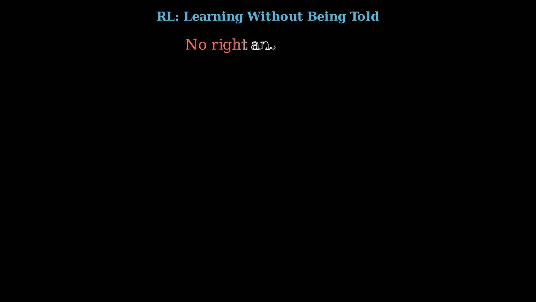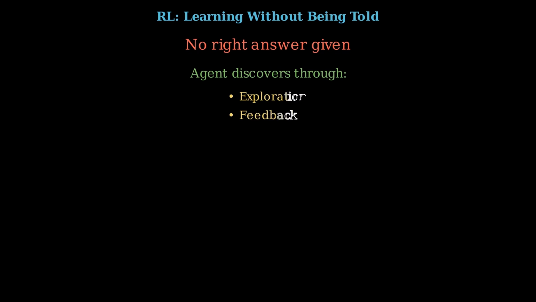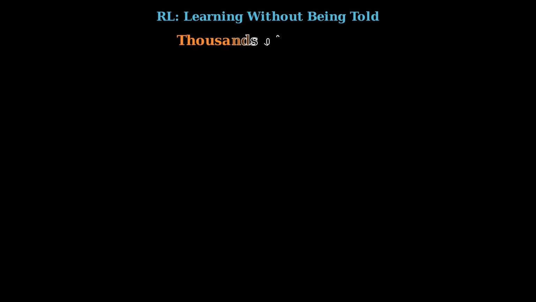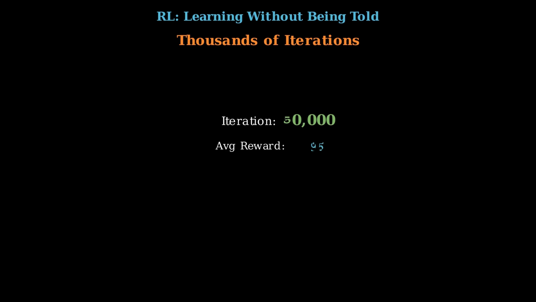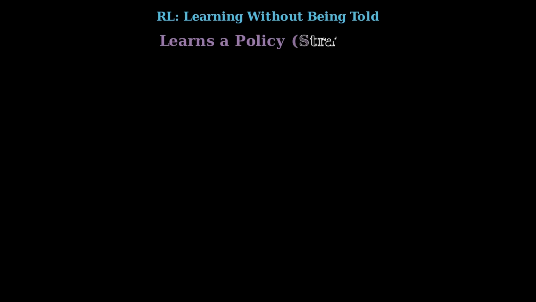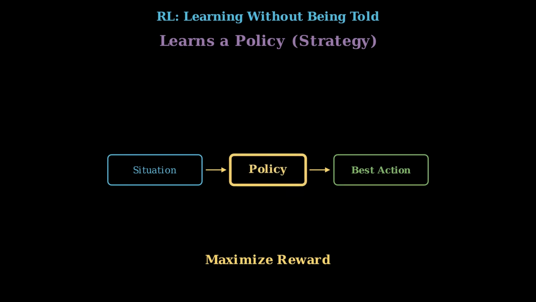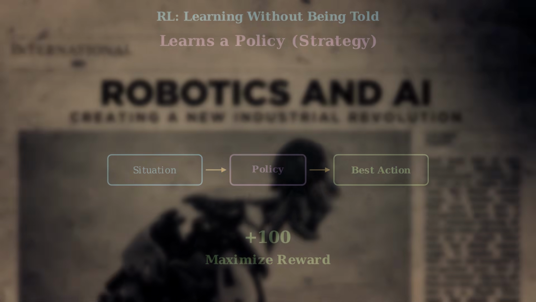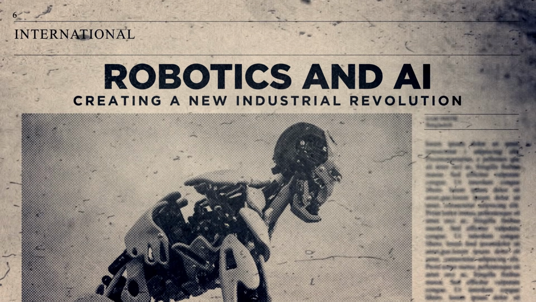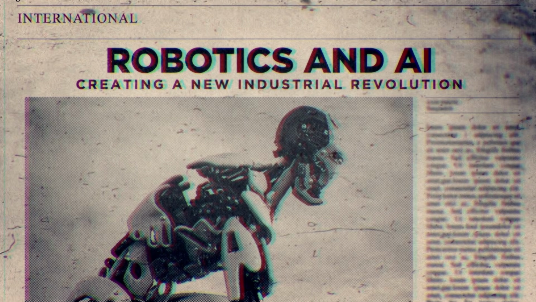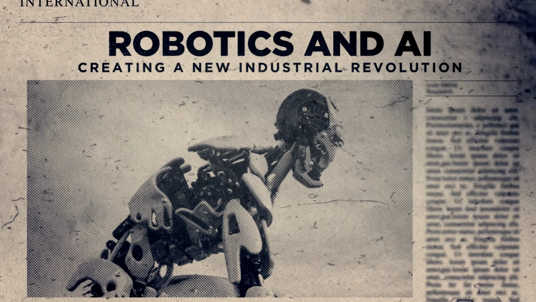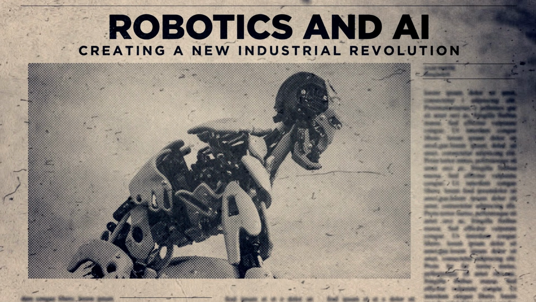What makes reinforcement learning powerful is that the agent doesn't need to be told what the right answer is. It discovers it on its own through exploration and feedback. Over thousands or even millions of iterations, it learns a policy, which is a strategy for deciding what action to take in any given situation to maximize its reward. Reinforcement learning is increasingly being used in robotics and autonomous vehicles, and if you've ever been amazed by what modern AI can do, there's a good chance reinforcement learning had something to do with it.